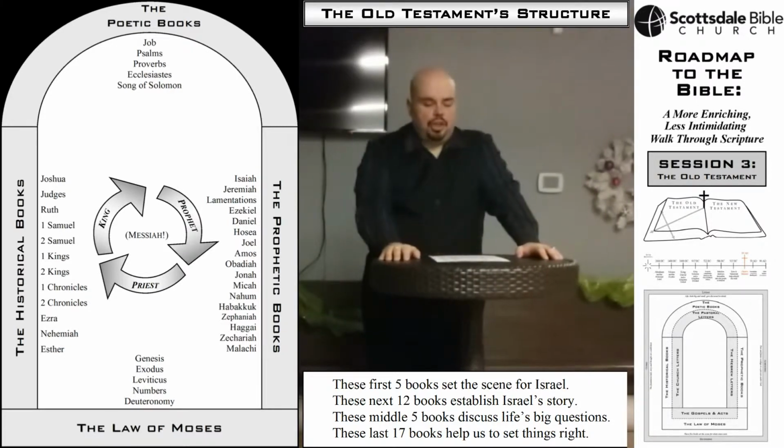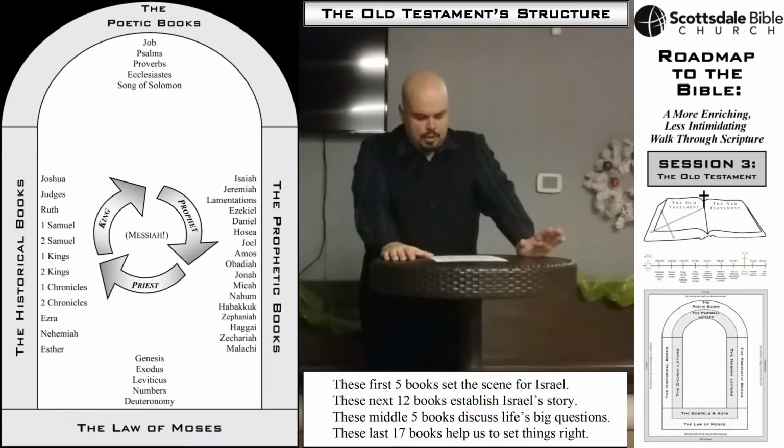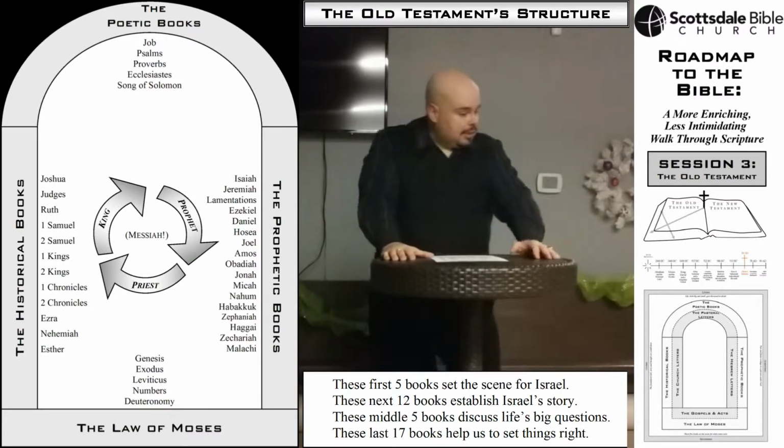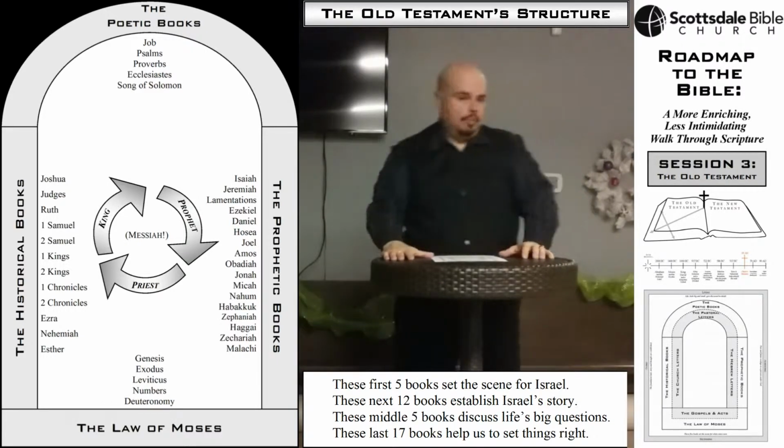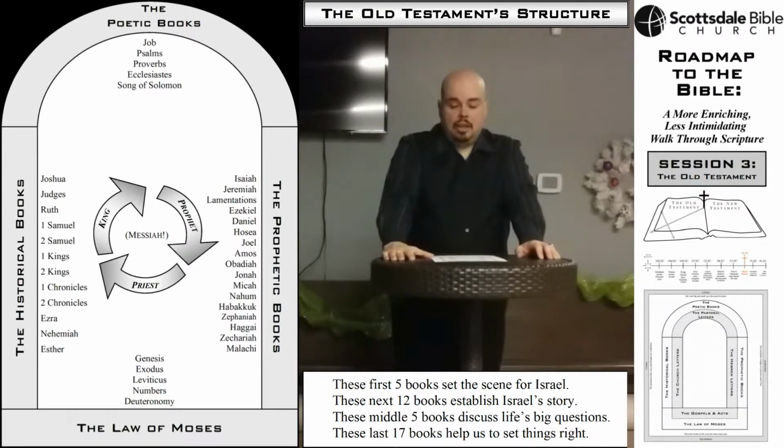If you look at the top of the chart, the poetic books, well, first let me explain. The 12 books that are the historical books, they establish Israel's story. Well, the top of the arch, the poetic books, these middle 5 books discuss life's big questions. And since I do have 5 minutes, I'm going to take 2 or 3 of them to talk about the top of the arch because it's extremely useful to us today.